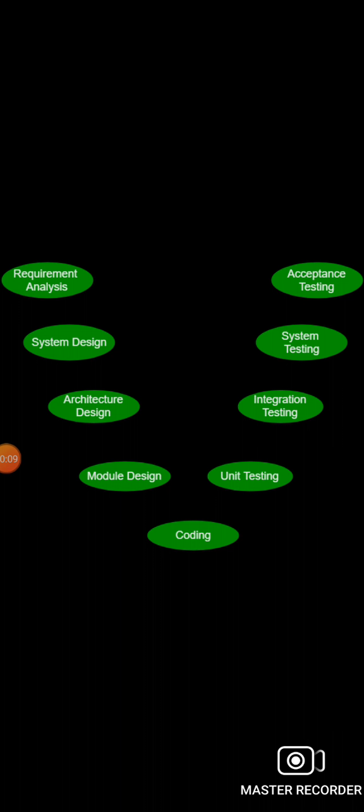The following points are the advantages. First, this is a highly disciplined model and phases are completed one at a time. Second, it works well for smaller projects where requirements are very well understood. Third, it is simple and easy to understand and use. Fourth, it is easy to manage due to the rigidity of the model. Each phase has specific deliverables and a review process. This is the advantage of the V model.